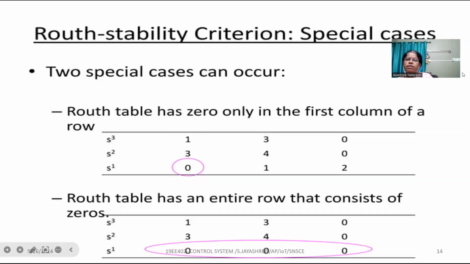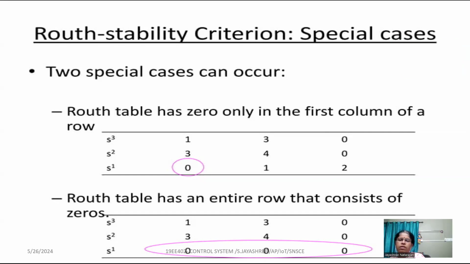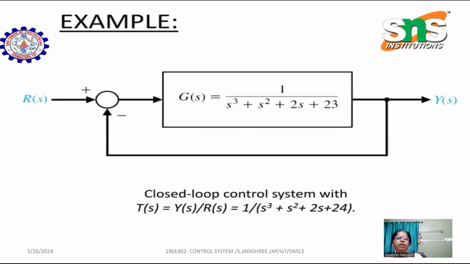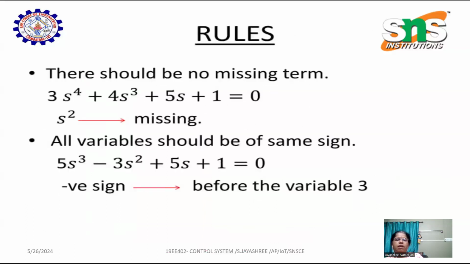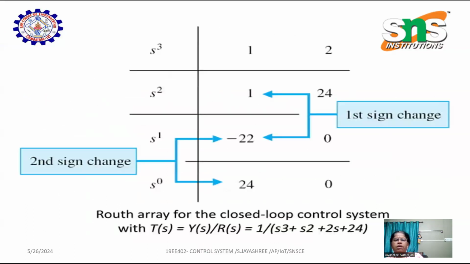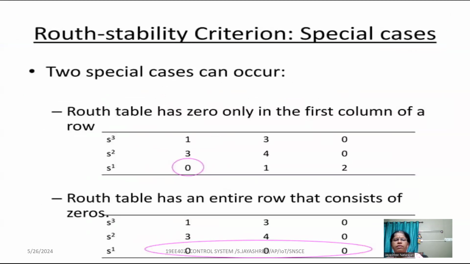Okay, we are discussing the Routh-Hurwitz criterion for analyzing the stability of the system. If all the elements in the first column of a Routh array are positive, the system is stable. When there is one single sign change, the system is unstable. So that we discussed in the previous lectures.